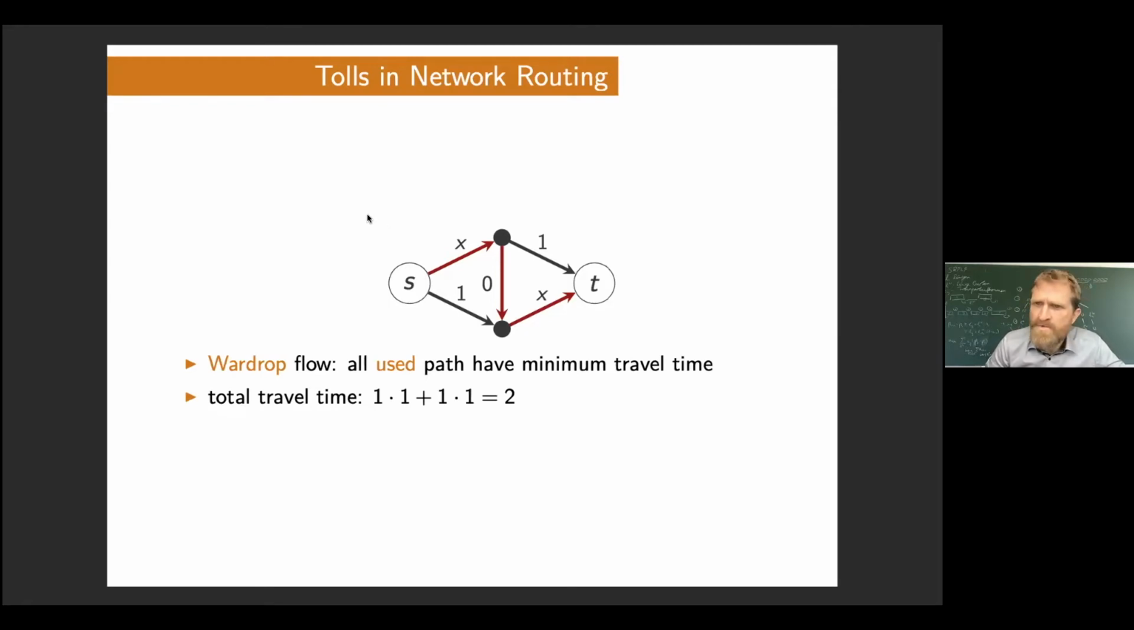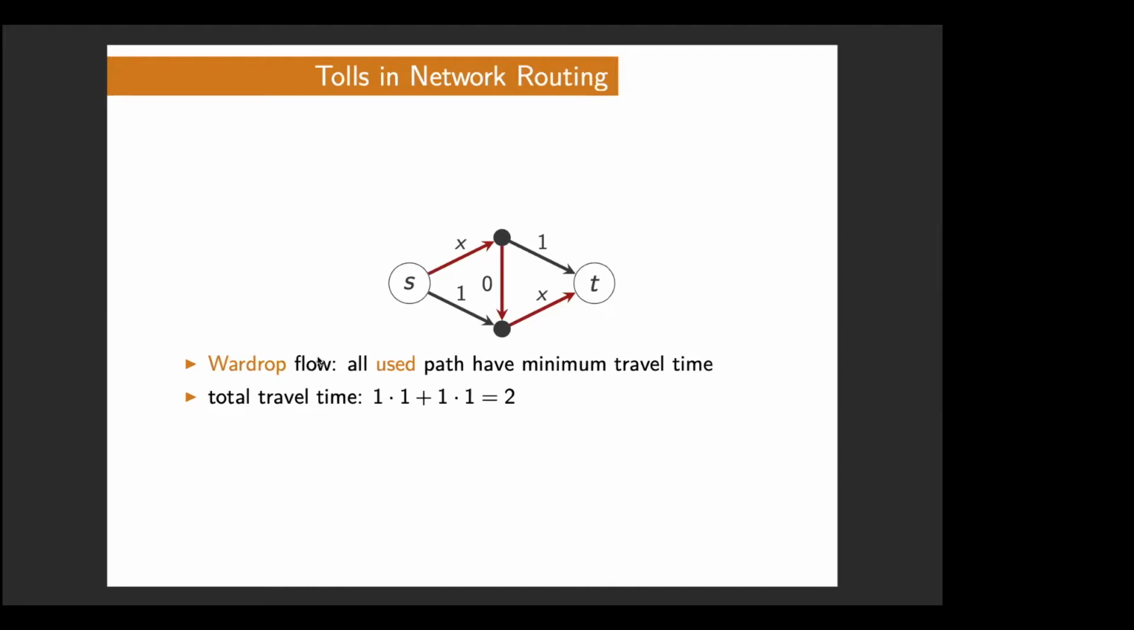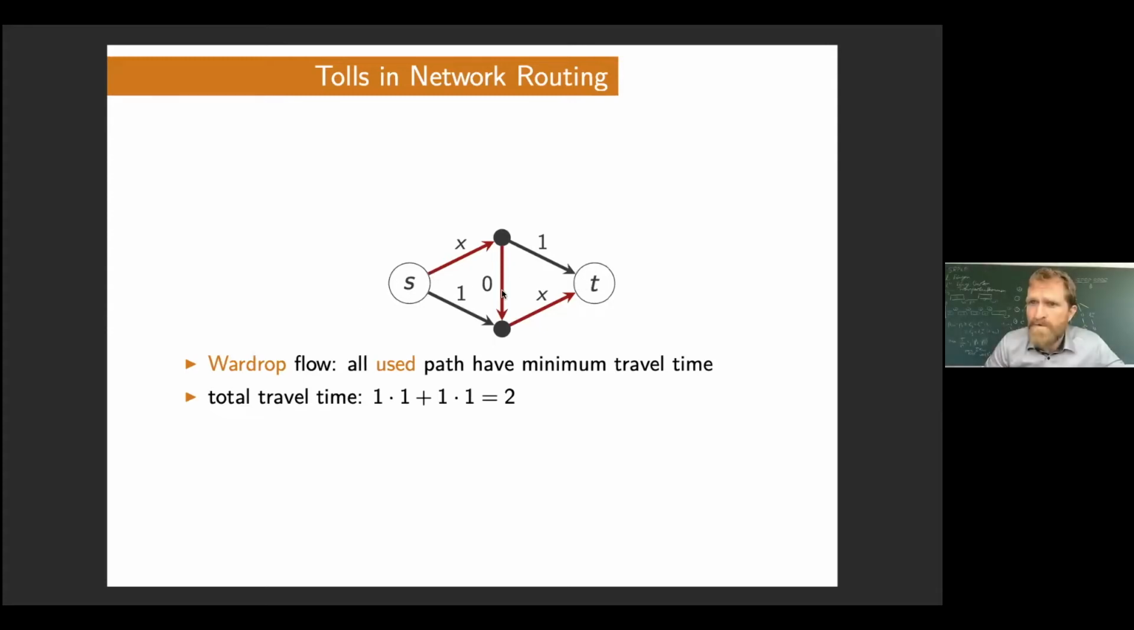And the solution concept for this model is the Wardrop equilibrium. That means this is an s-t flow distribution of this 1 unit of flow that wants to go from s to t, with the property that every path that is used, meaning it has a positive flow assigned to it, must be minimal in terms of travel times. This is the notion of a Wardrop equilibrium.